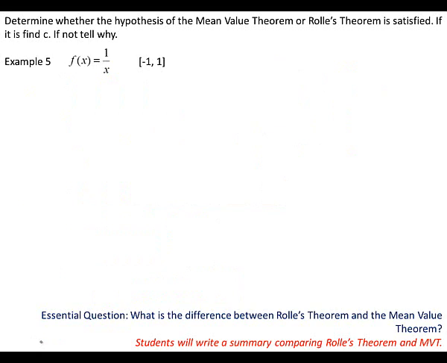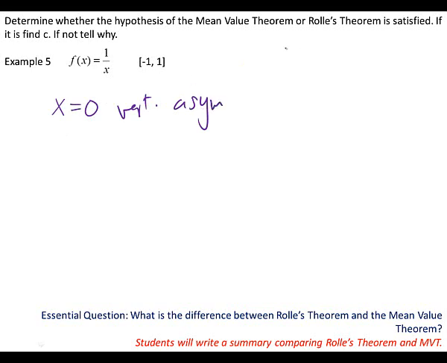The next one. So determine whether the mean value theorem or Rolles is satisfied. If not, tell why. Okay? Is it continuous? No. Where is it discontinuous? At zero? Yeah, how do you know that? Because the vertical asymptote. Yep. So at x equals 0, there's a vertical asymptote.